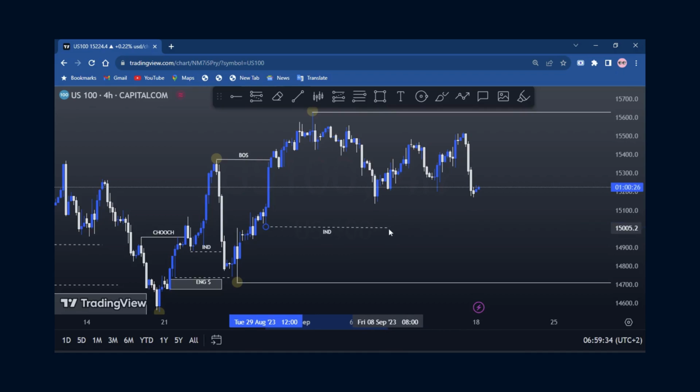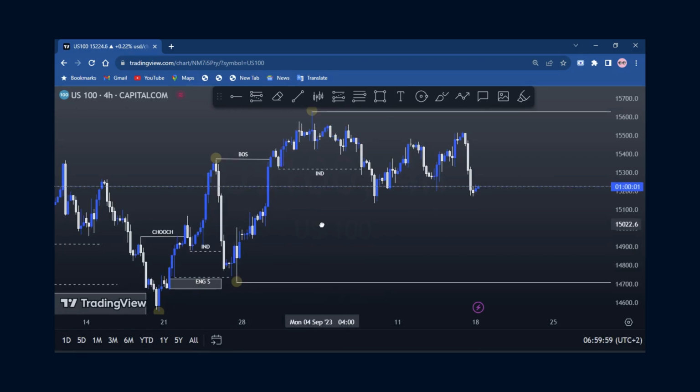Then we check if the market has left any other inducement. As you can see, the market has left an inducement there, because that's a perfect pullback. So the market has left inducement there, which means we have engineered liquidity there.